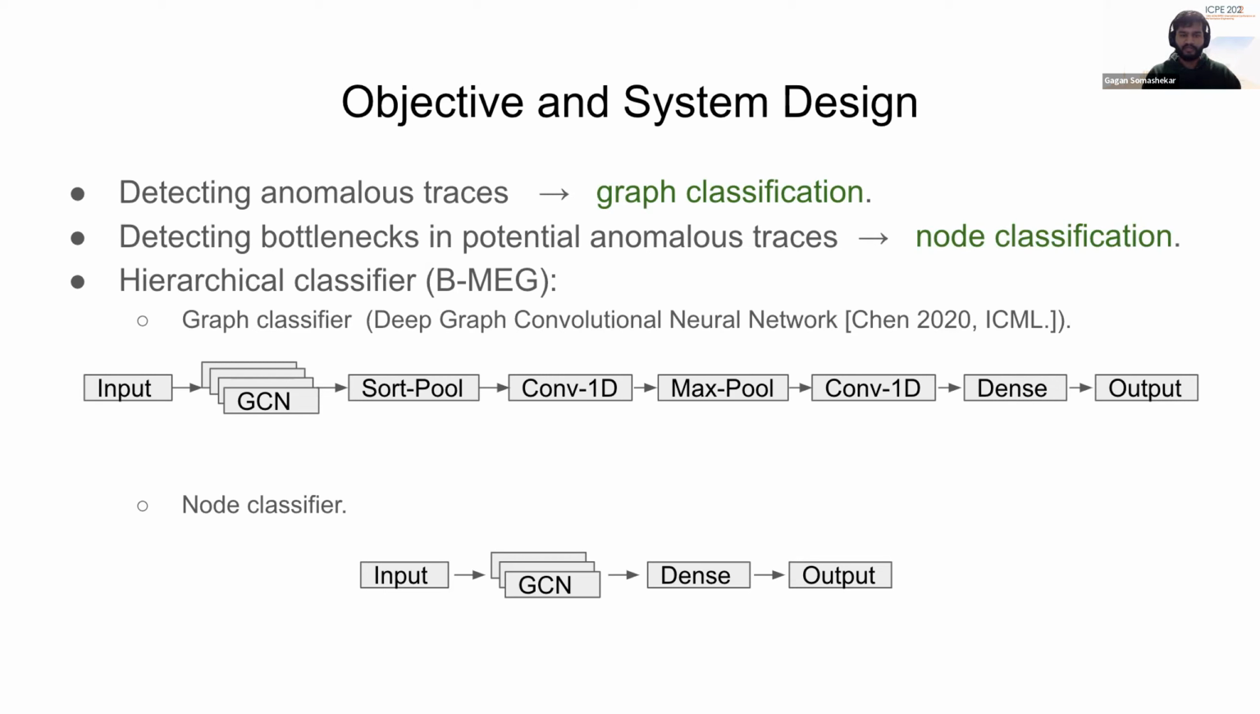To perform these two tasks, we use two different models that are based on GNNs. The first is the graph classifier, which is DGCNN, the architecture from the ICML 2020 publication. And we use a vanilla node classifier using GCNs. The roles of each of these layers are discussed in the paper. I've briefly presented the architecture here for reference.